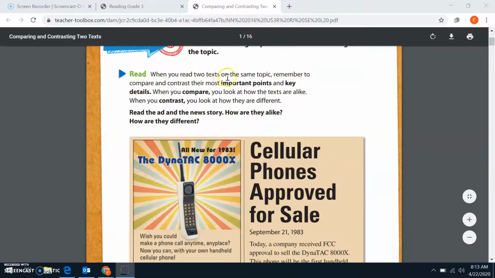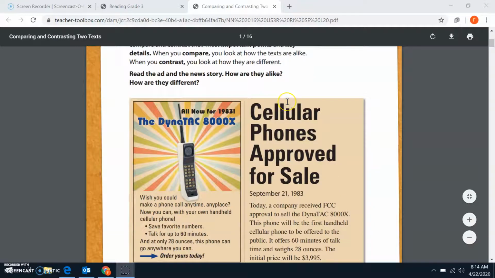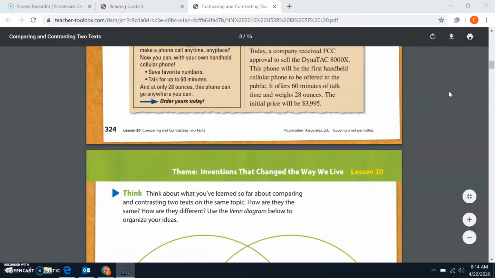When you read two texts on the same topic, remember to compare and contrast their most important points and key details. When you compare, you look at how the texts are alike. When you contrast, you look at how they are different. Okay, sorry guys, skip that. All right, so we're going to scroll down to what we are reading today.